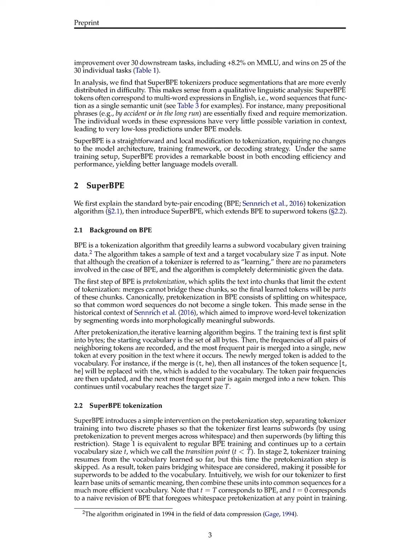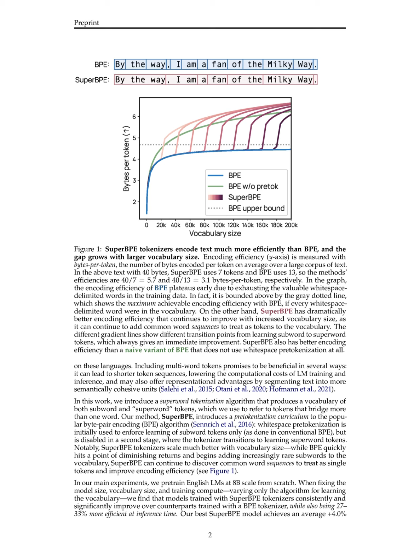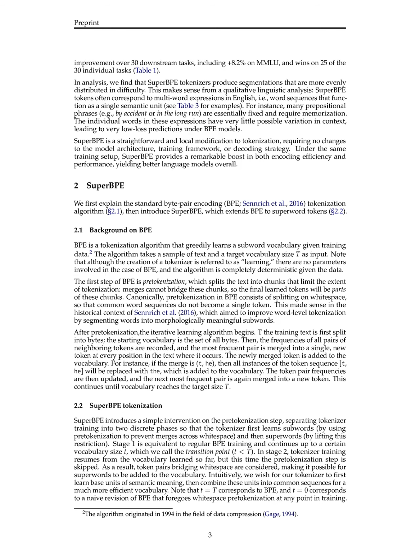The SuperBPE algorithm operates in two distinct phases to enhance tokenization efficiency. First, it begins with a pre-tokenization curriculum where whitespace pre-tokenization is employed to enforce the learning of subword tokens, mirroring the conventional byte pair encoding (BPE) approach. This initial stage continues until a specified vocabulary size, referred to as the transition point, T, is reached.